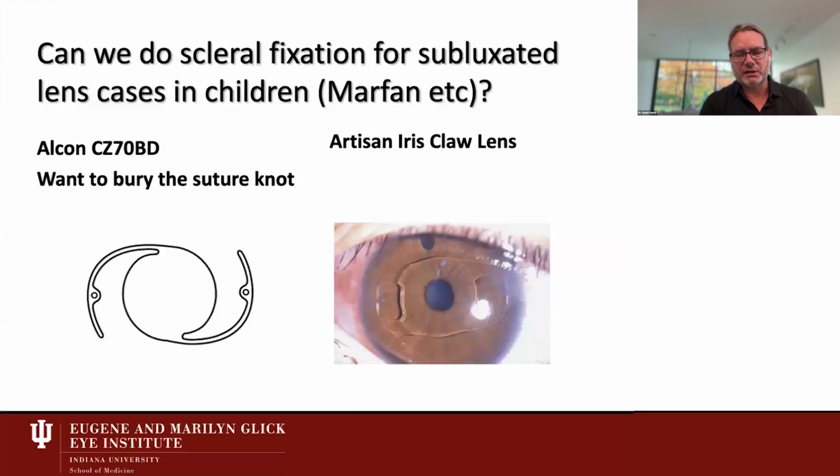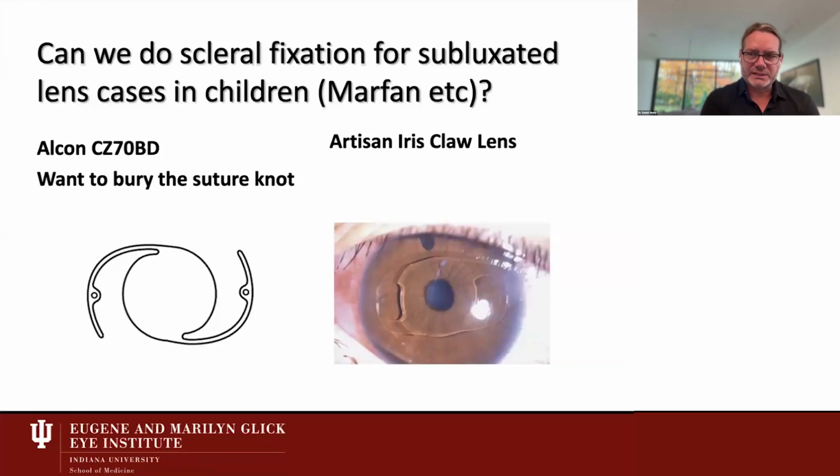For a long time, I used this lens on the left side of the screen, which is the Alcon CZ70. It's particularly nice because it has eyelets in the haptics so that you can really be certain of your lens centration and rotation. The only downside to this lens is that it does involve passing a suture through the sclera, and once you have that suture, you want to be able to bury that. There are published techniques for how to bury the knot and guidelines on what size suture to use. But that lens works quite well.